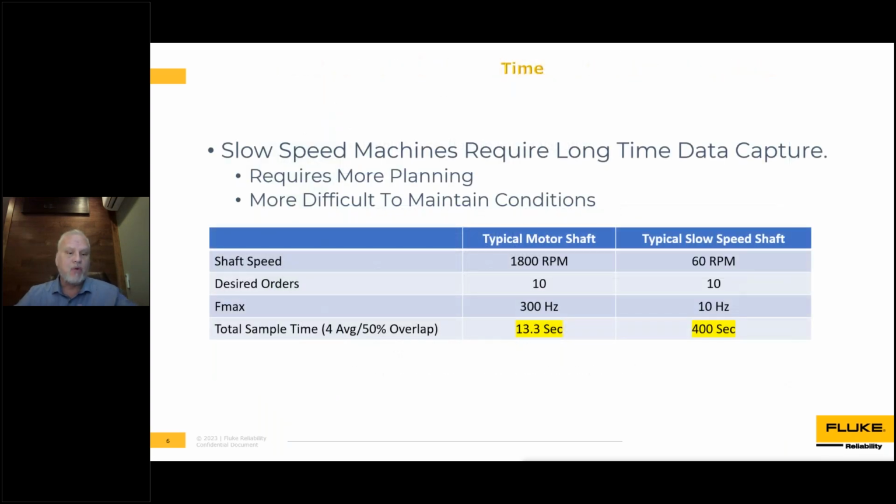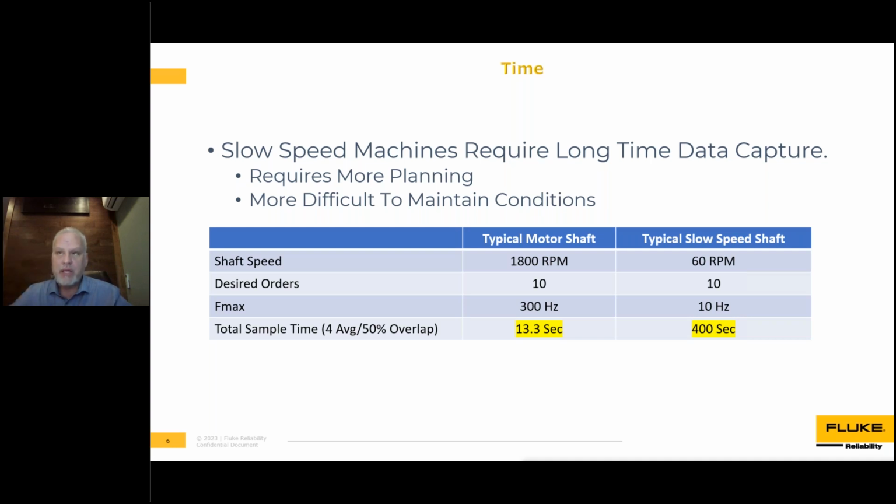This is just an example of what I mean when I say slow speed machines require long data capture times. So it definitely requires more planning. If you're doing portable data collection, you're going to spend a long time at the machine compared to a standard 1800 RPM machine. The example here given is an 1800 RPM machine and a low range spectrum and time waveform with a max frequency of 300 Hertz. And that takes about 13.3 seconds to collect that entire sample, 4 averages, overlap, all the typical things.